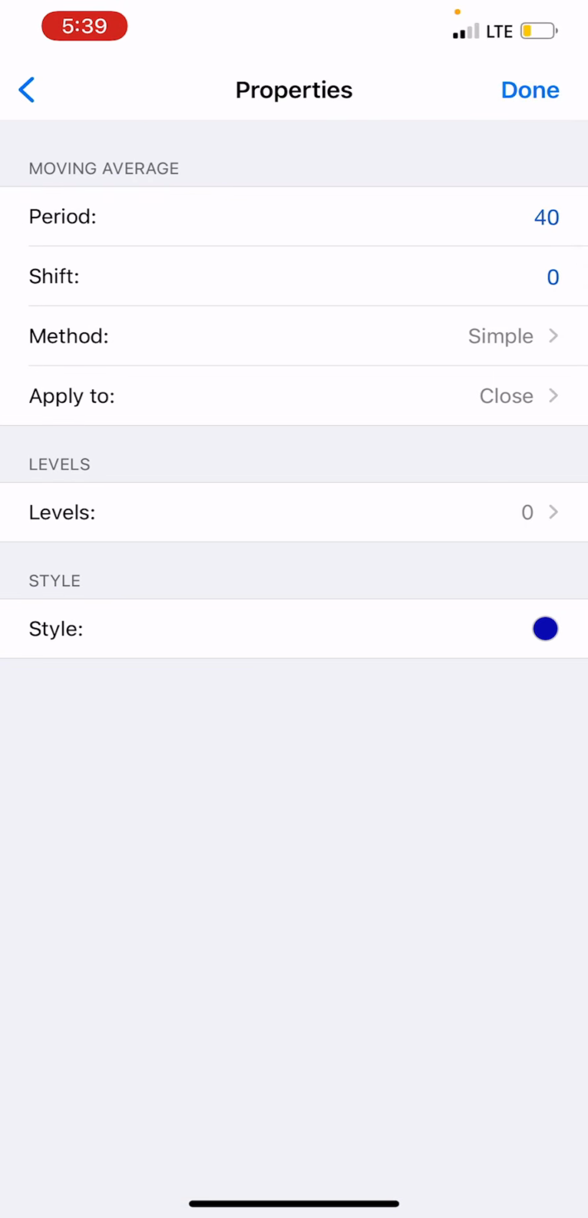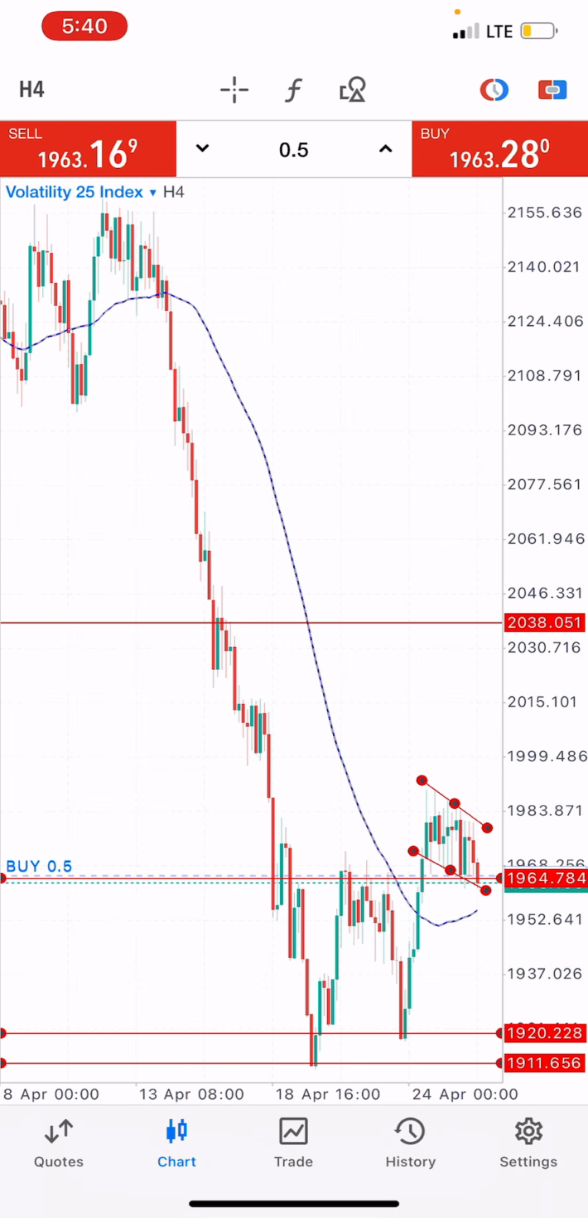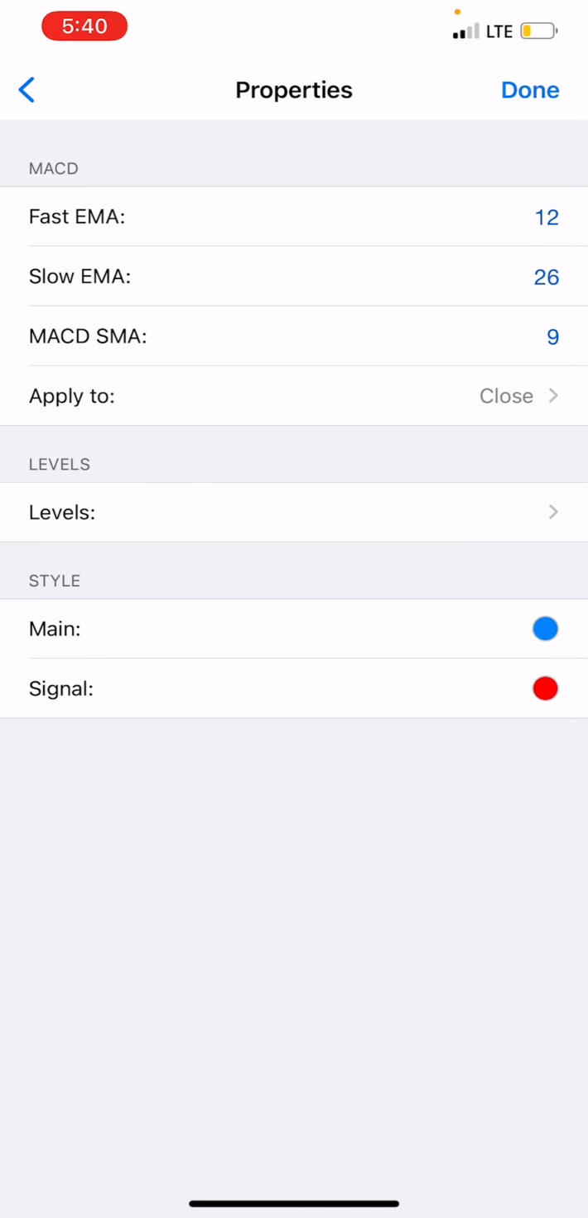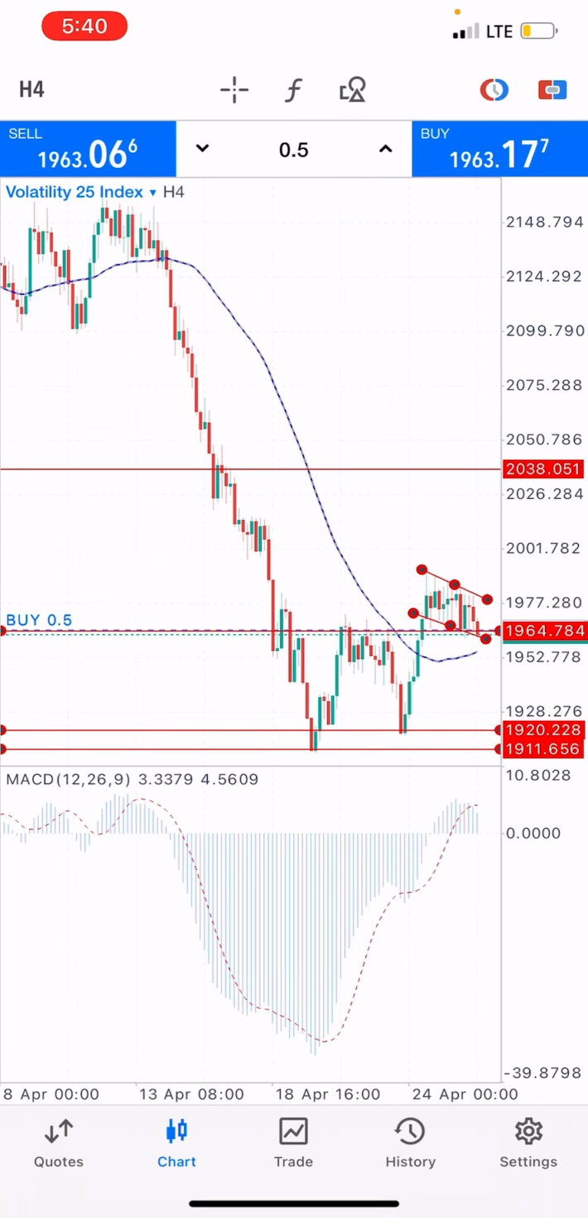First, the moving average: period 40, shift 0, method simple, apply to close, levels 0, style blue, click done. The next indicator is a MACD, which we'll be using right now. The fast EMA, we're using 12, slow EMA 26, MACD 9. The main is blue and red, click done. Now we've gotten the indicators.